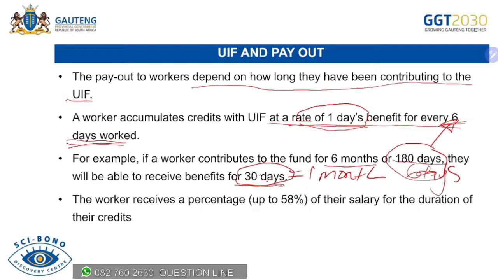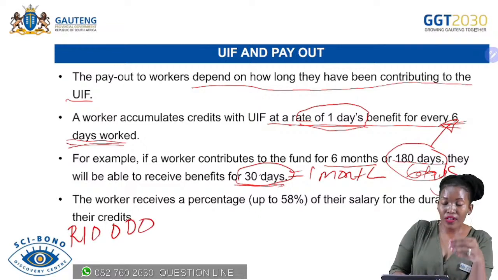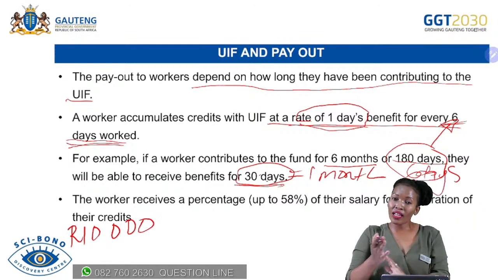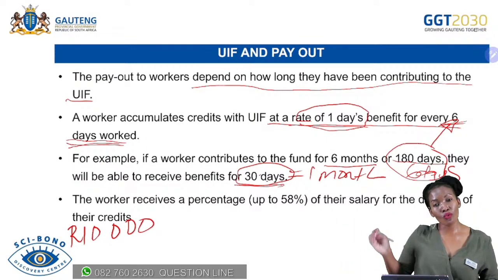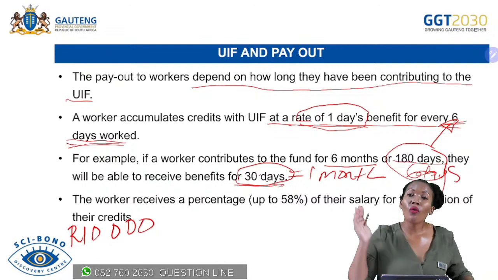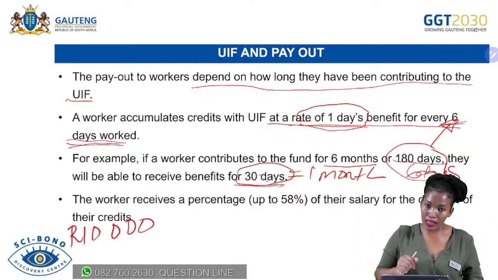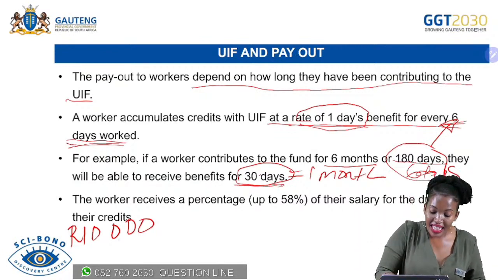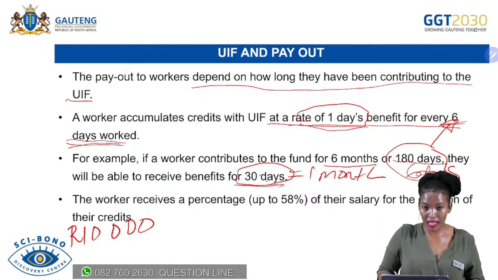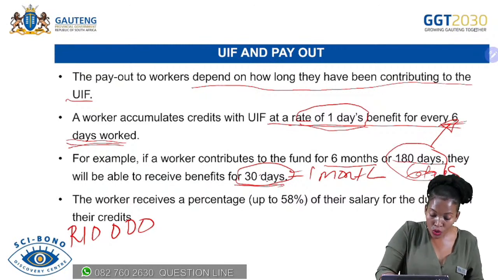The worker receives a percentage of up to 58% of their salary for the duration of the credits. Let's say you work at Checkers and then you are earning 10,000 rand every month. And then for some reason, you are unable to work and then you need to go and claim your UIF. Then they say it's fine. We are going to pay you your UIF for 6 months. You are not going to get 10,000 every month for 6 months. No, they cannot afford that. They don't have that amount of money. You are only going to get what?